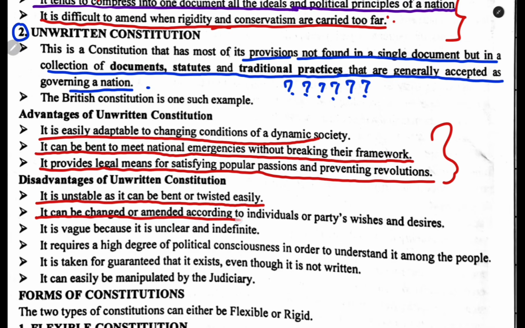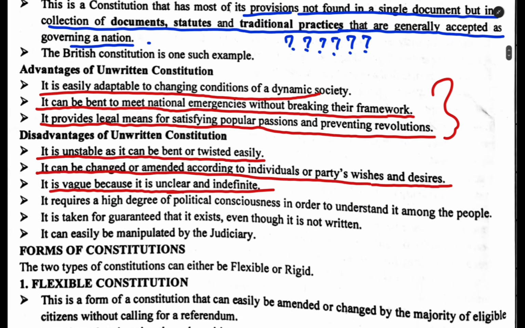It can be changed or amended according to the wishes and desires of individuals or political parties. Which means that whichever party comes into power can change or make amendments to the constitution. It is vague, because it is unclear. In other words, this one is unclear and indefinite. Remember we said the written one is clear and definite, but this one is unclear and indefinite.